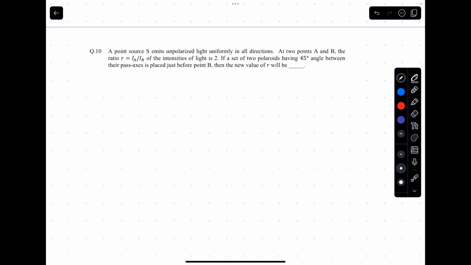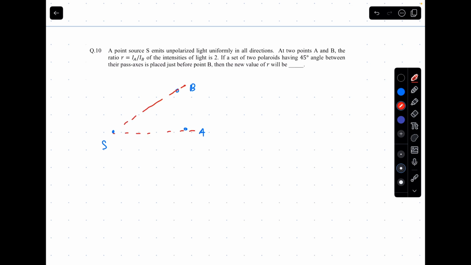Look, a point source is emitting intensity uniformly in all the directions. So now there is a point A somewhere here, and this is our source, and there is a point B somewhere here. Now we know that if it is distributing the energy uniformly in all the directions, then the intensity at all the points will be the same if they are at equal distance. So R is initially IA divided by IB, which is 2. Now can I say that IA is 2 times IB?